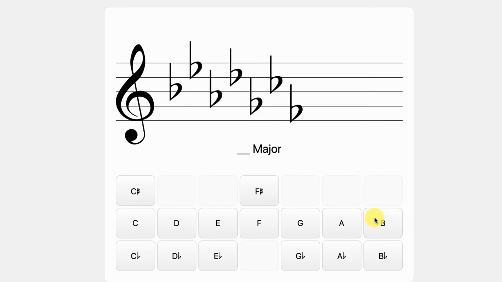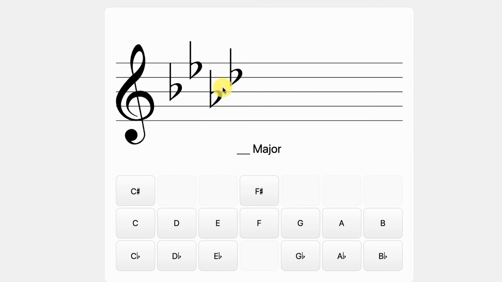That's correct. Now you have 7 flats. That's all the flats you can have in a key. 1, 2, 3, 4, 5, 6, 7. For flats, you go back, you look at the second to the last flat. That's the last one. This is C flat. Okay? C flat.